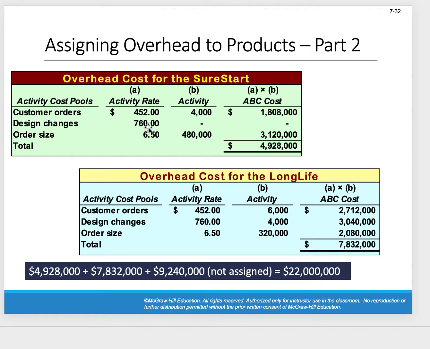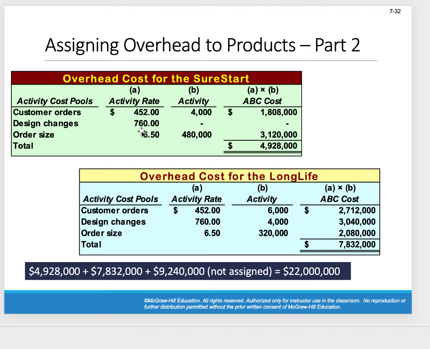I'm up here in the green box. Customer orders, we already determined that the activity rate is $452 per order. How many orders do we have? 4,000. So the cost, $452 times 4,000, gives us $1,808,000. For design changes, the activity rate is $760 per design change. How many design changes does SureStart go through? Zero. We don't have any design changes.